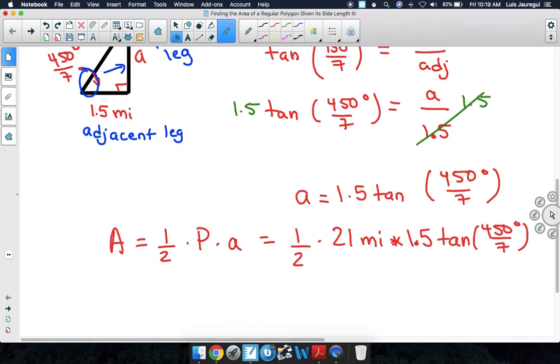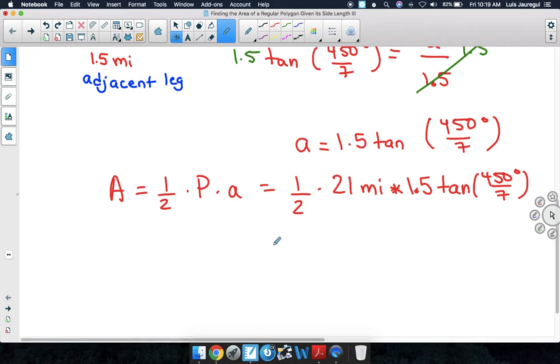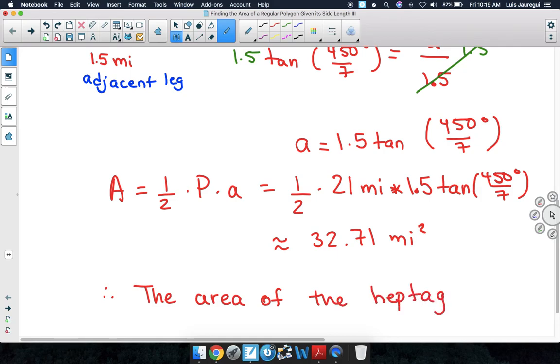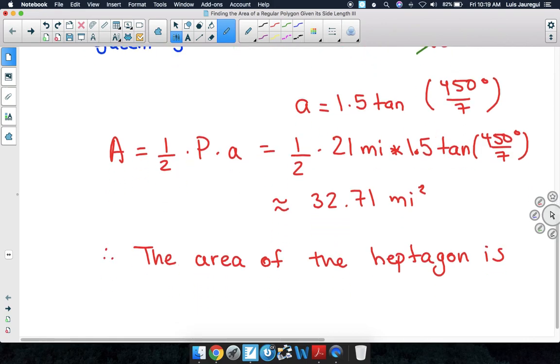Now let's go ahead and enter all of that into your scientific calculator. Just make sure you're on degree mode, and you should get that this is about 32.71 square miles. So you can say, therefore, the area of the regular heptagon is approximately 32.71 square miles. And that's how we can find the area of a regular polygon given its side length.